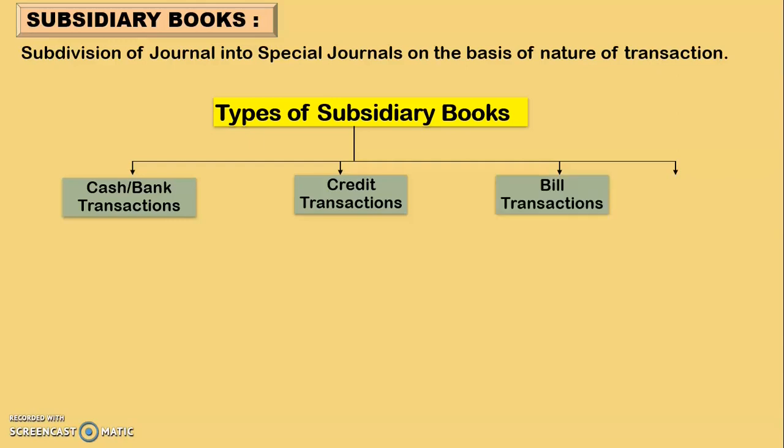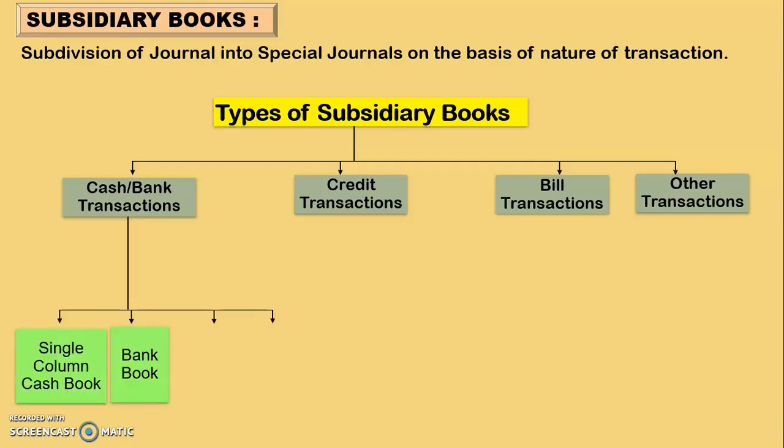Then the bill transactions. You learn about these bill transactions, that is the bills receivable and bills payable, in detail in your standard 12th. Then there are other transactions which do not fall in any of these categories, which will be recorded in journal proper.